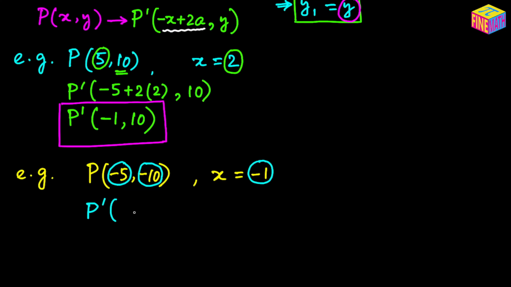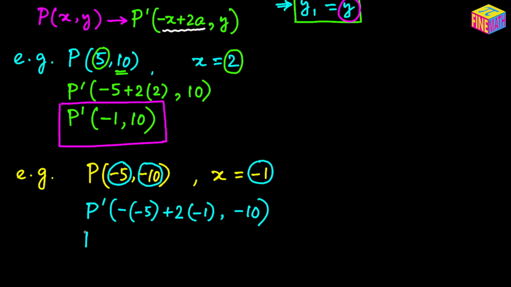So now what would be the x coordinate? Well, the x coordinate would be negative x. That means I'm going to use a negative sign. And then what is x? Well, x is originally negative 5. So I'm going to write it like this: negative x plus 2 times a. And what is our a? A is again negative 1. So negative x plus 2 times a, that is our x coordinate. And what would be the y coordinate? Well, the y coordinate will be the exact same as the y coordinate of the original point, which is negative 10.